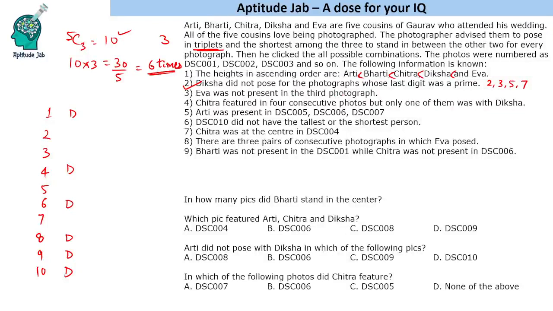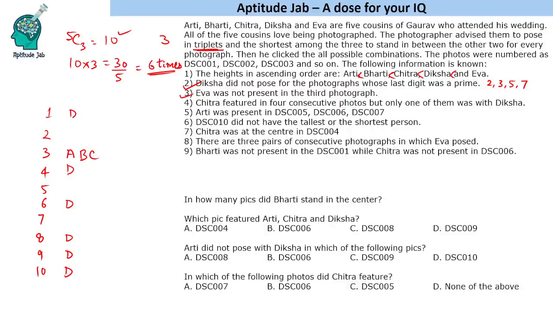Eva was not present in the third photograph. So in this photograph, you do not have D, you do not have E. So it will contain A, B, C. Right, so let us write the names. Do not worry about the height arrangement of people. It is given that the shortest person was standing in between, so A will stand in between B and C. That is not important. We just need to find out the three people. So A, B, C will be present in this photograph.